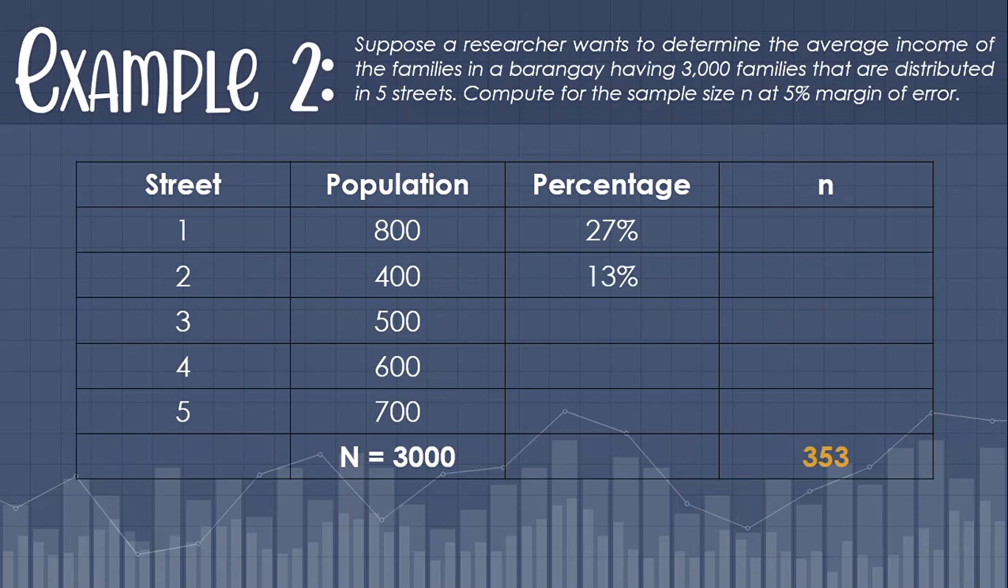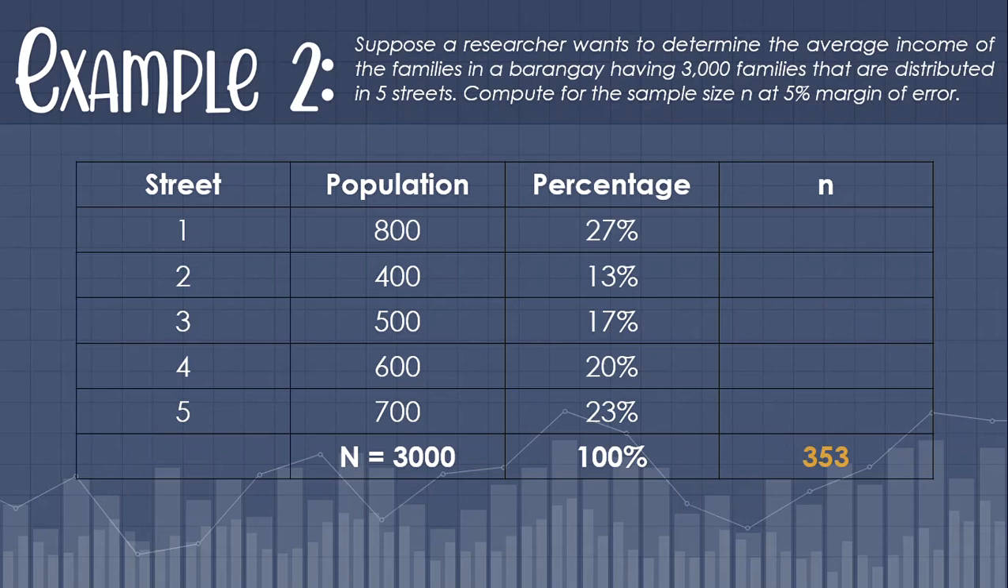Next, 500 divided by 3,000, that is 0.17 or 17%. 600 divided by 3,000, that is 0.2 or 20%. And lastly, we have 700 divided by 3,000, that is 0.23 or 23%, with a total of 100%. Now again, our first step is to determine the percentage of each street or the population of each street.